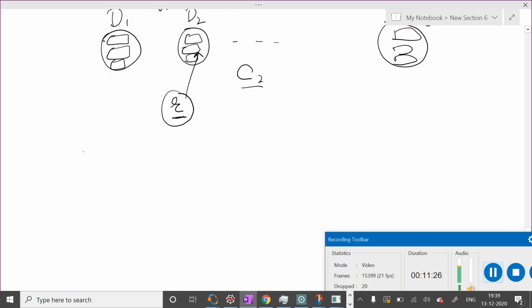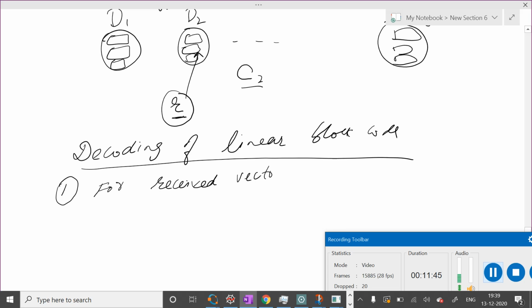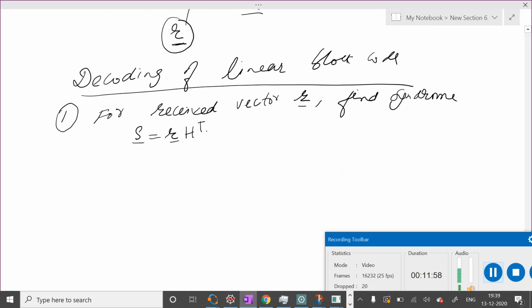So the general steps for decoding of a linear block code. First of all, for the received vector R, find the syndrome. What is the syndrome? S is equal to R H transpose. H will be given to you.